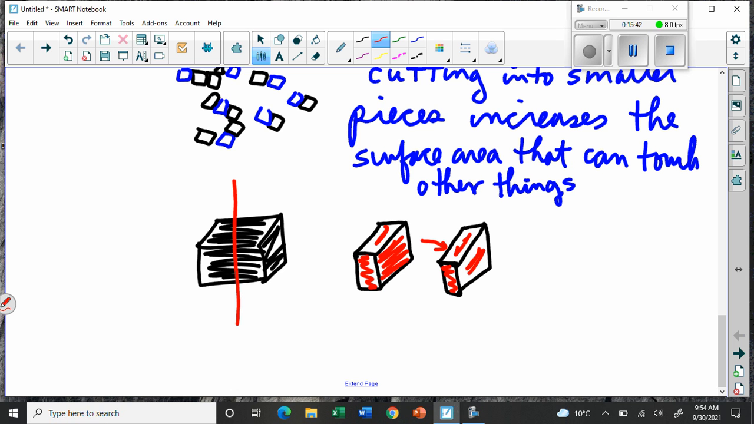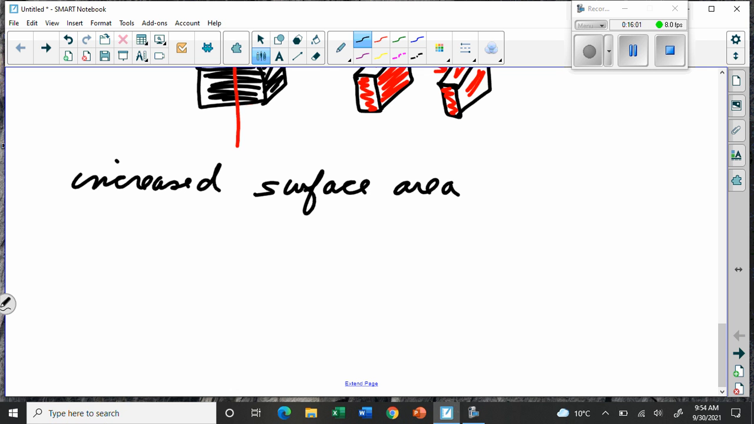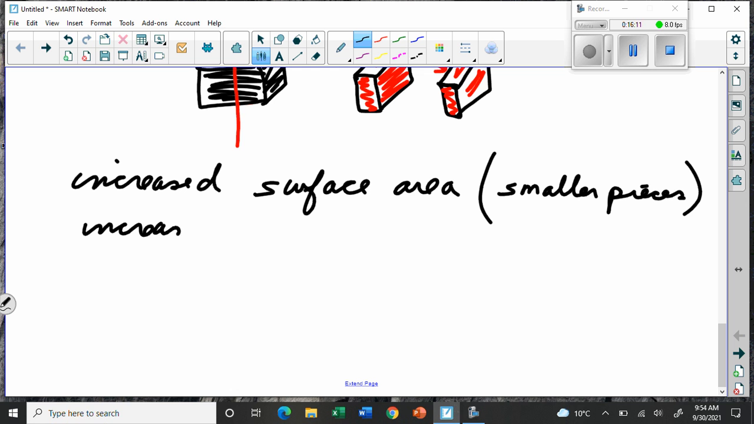And that means increased surface area, which means faster reactions, because there's more places for the things to actually react or touch or interact with each other. So increased surface area. And the way you do that is by, let's put smaller pieces here. That's how you do it. You make the pieces smaller. Increases the rate, makes it go faster.